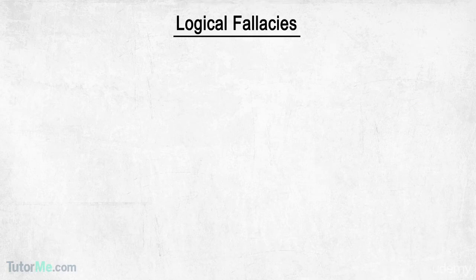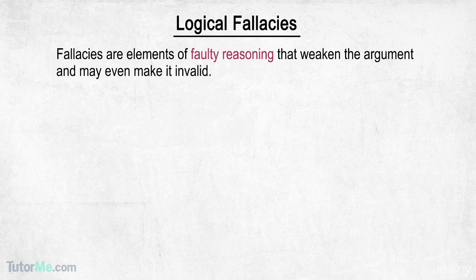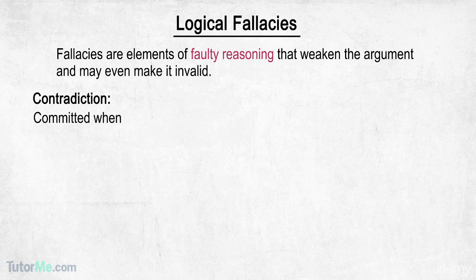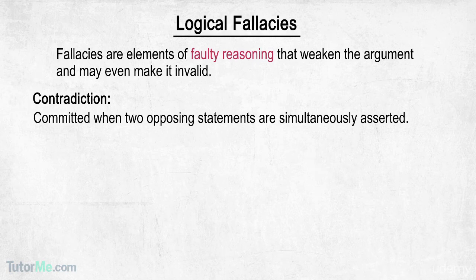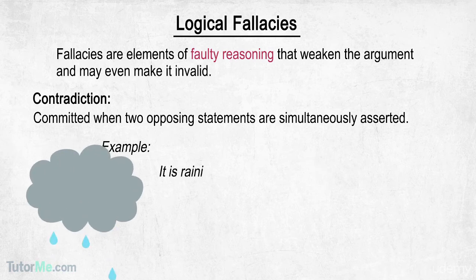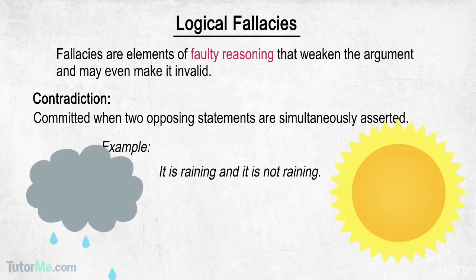An important thing you'll need to look out for on the Analyze an Argument section are logical fallacies. Fallacies in an argument are elements of faulty reasoning that weaken the argument and may even make it invalid. Finding these are what will really allow you to dissect an argument. Let's look at a few different types. Contradiction. A contradiction is committed when two opposing statements are simultaneously asserted. For example, saying, "It is raining and it is not raining."